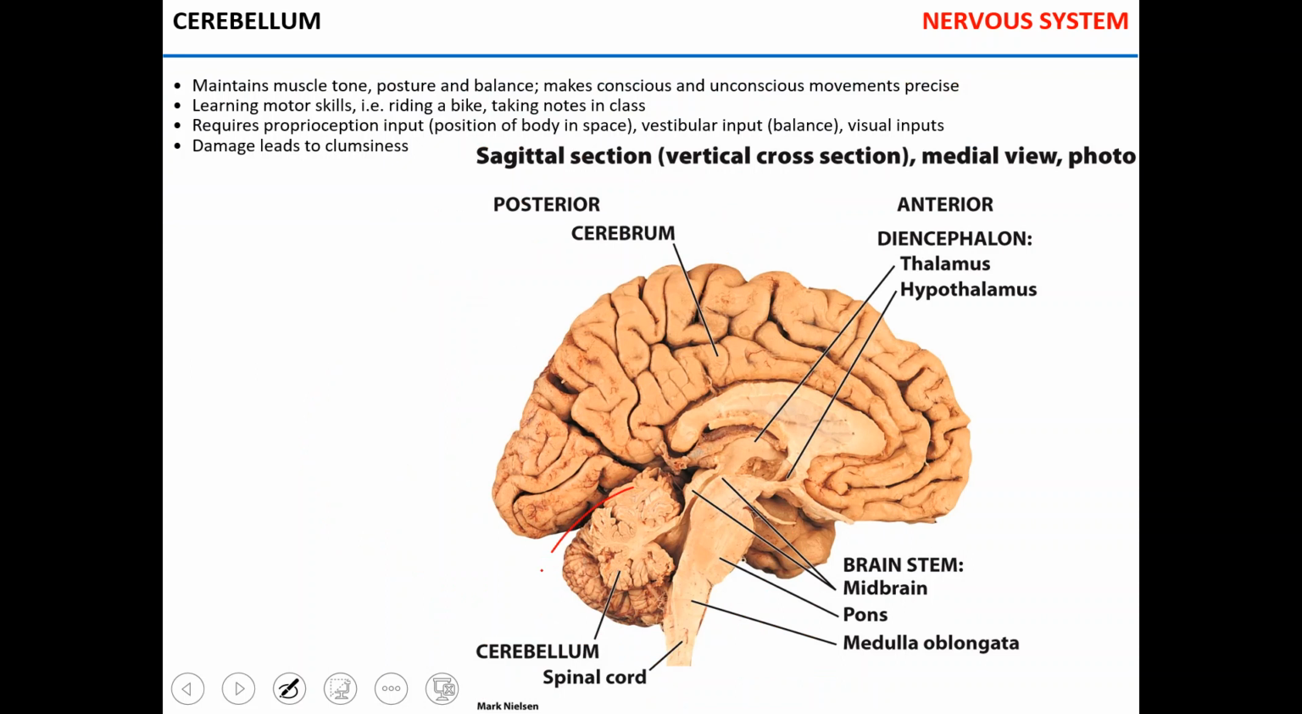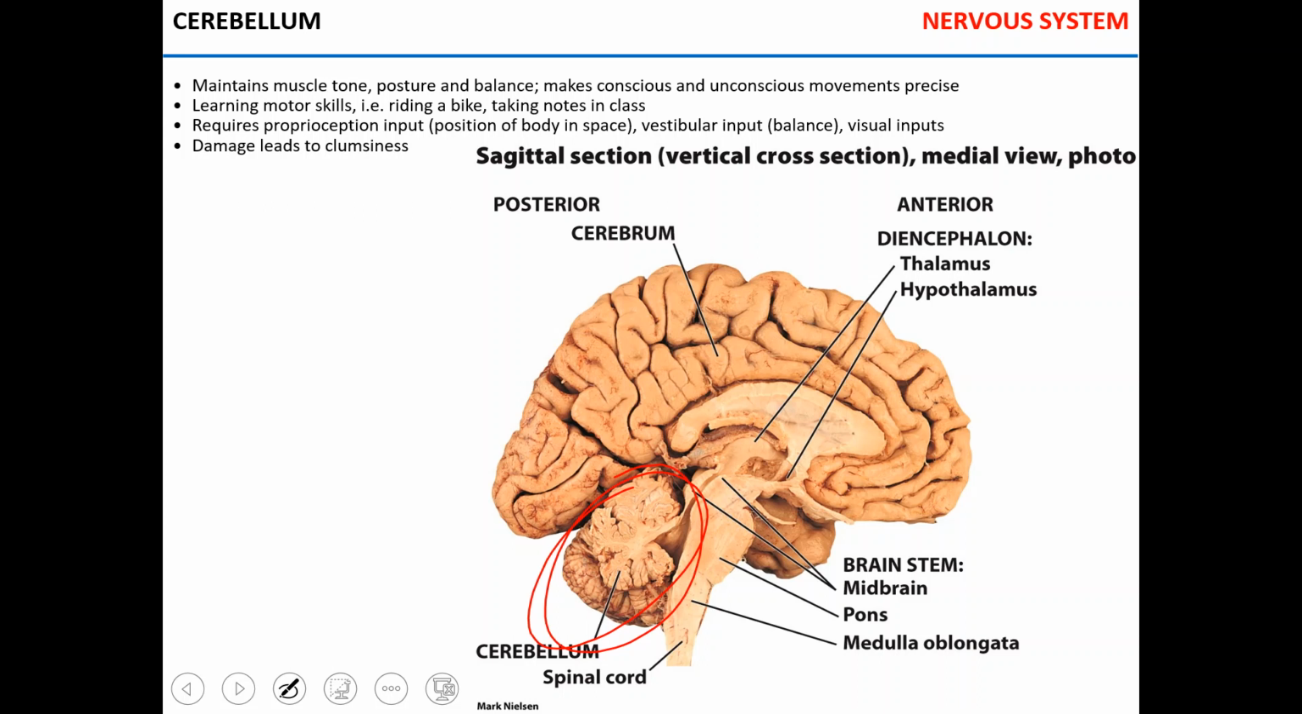Now this little part called the cerebellum, or the small brain, is an incredibly important part of the CNS, which produces fine movement patterns, allows us to maintain posture, and helps with learning different motor skills. Basically, if it is damaged, then the person becomes extremely clumsy.